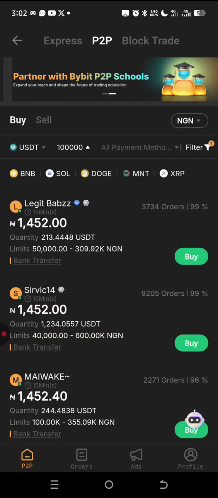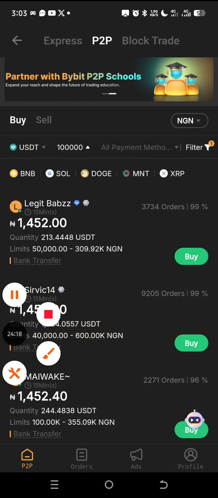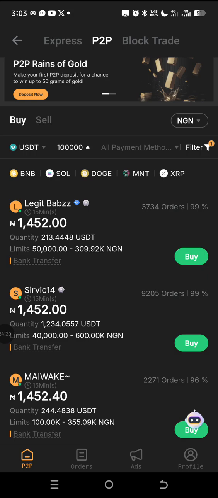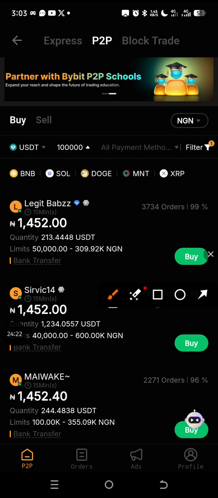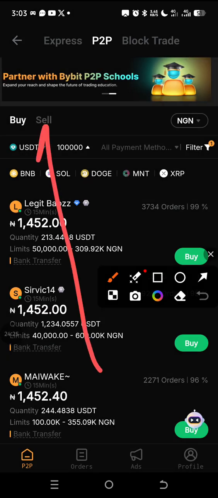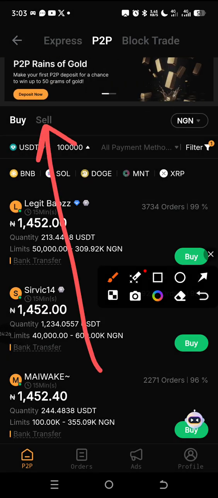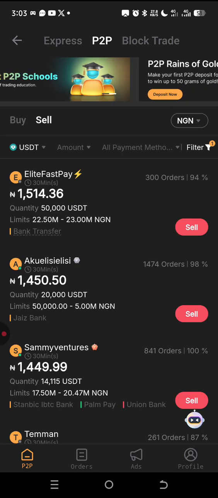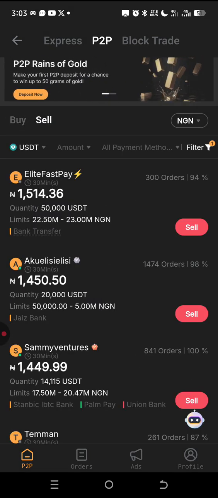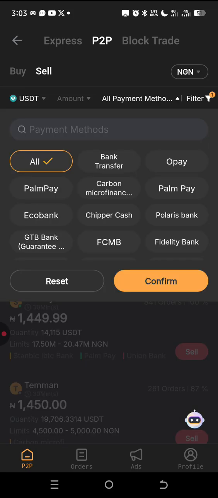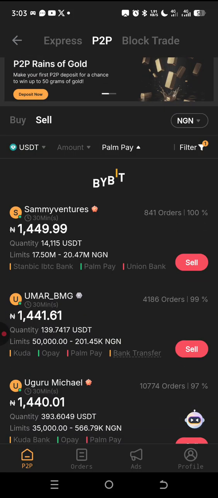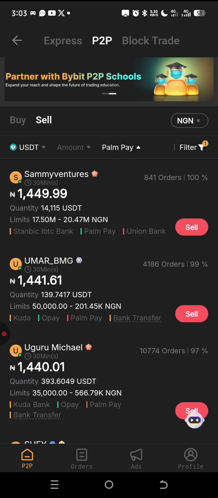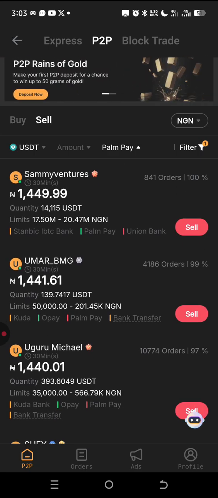The same thing when you want to sell, you just come here and tap on sell. When I tap on sell, it's also going to come up. So you see sell is red. I tap on the payment I want to use, somebody that can pay to PalmPay. I confirm it and then see the amount I am going to sell. So I tap on sell and I sell. The same procedure.